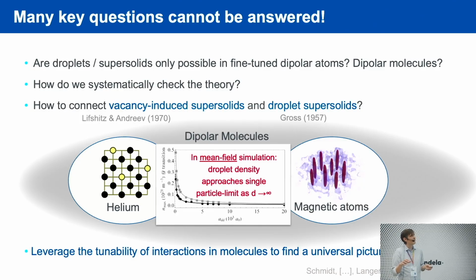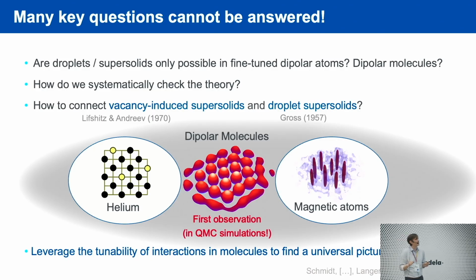And the first evidence came from mean field simulations that we did like 2 years ago, where you could see that the density in these droplets, if you make the dipoles really, really large, they tend to go to this single particle limit that you have in helium. Okay, that is obviously a limit where mean field simulations are not working anymore. So we had to switch basically to Monte Carlo simulations. And this is actually reproducing this. So these are now crystals that form where every blob here is a single molecule.